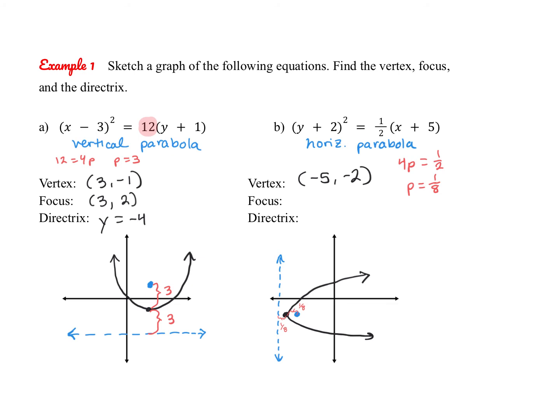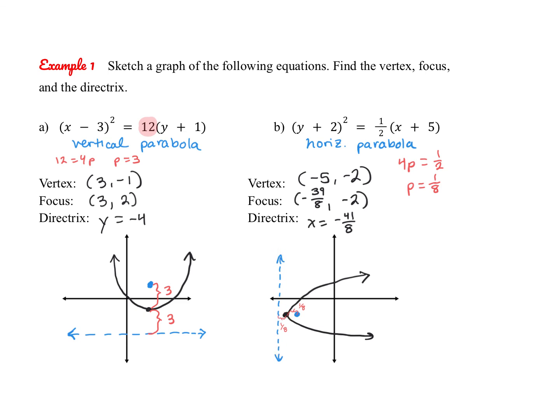So if I want to go 1/8 to the right, again, I'm going to add 1/8 to my x value here. So that gives me a focus at (-39/8, -2). Again, I just take 1/8 and I add it to my x value to go to the right. And then I want to go to the left 1/8 to find where my directrix would fall. And this is a vertical line, so we say x equals -41/8. Again, that's just 1/8 to the left and then a vertical line through that.